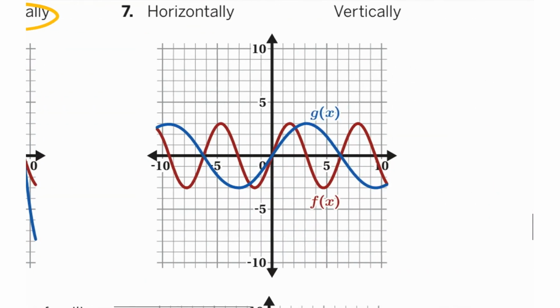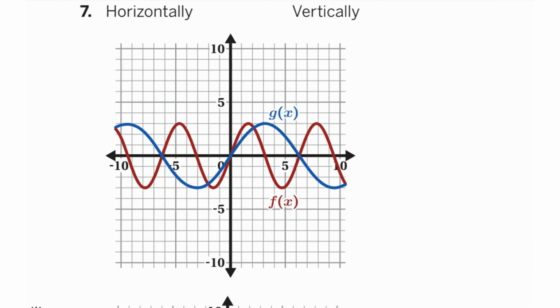For number 7, when we look at these, we can see the maximums and minimums are staying the same. Let's say this point right here, but it seems to me that this point is now being stretched out to become g of x. And same thing with these points here being stretched as we go horizontally, not vertically. Because if we were stretching or compressing vertically, then it would be getting taller or shorter. In this case, it seems to me that they are being stretched out horizontally in this one.